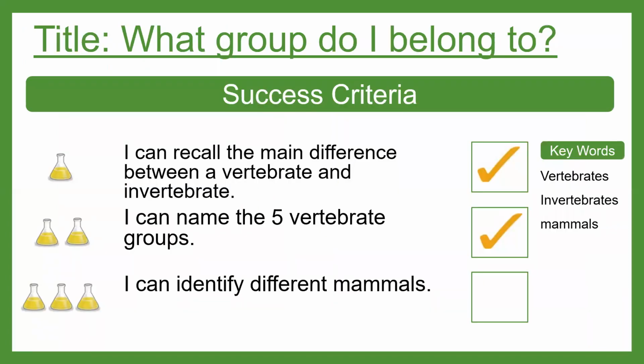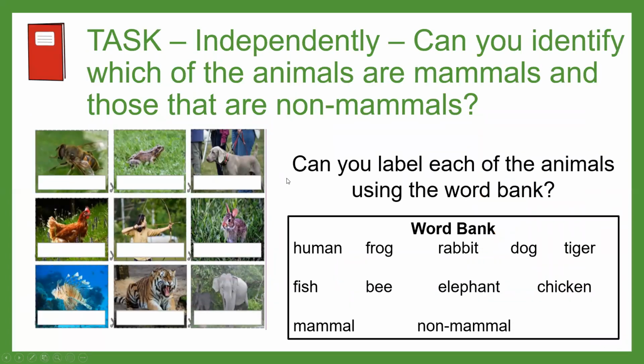Well done, children. We've achieved the second part of our lesson. Can I name 5 vertebrate groups? Now we've just got one bit left. Can I identify different mammals? This is a task for you to do independently at home. Can you identify which of the animals are mammals and which of them are non-mammals? You've got a sheet that looks just like this with all the animals on. Can you label each of the animals using my word bank? Pause the video here and have a go at doing it at home.